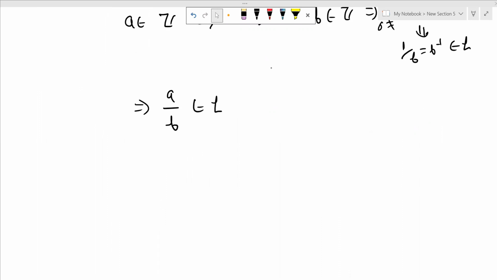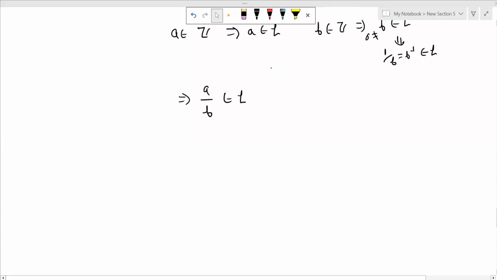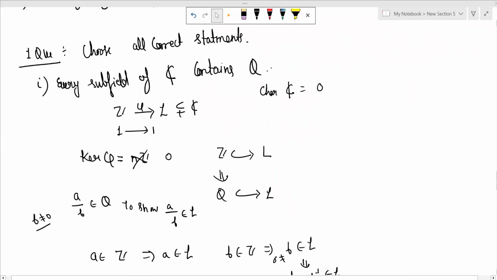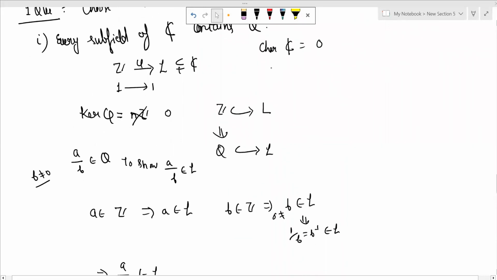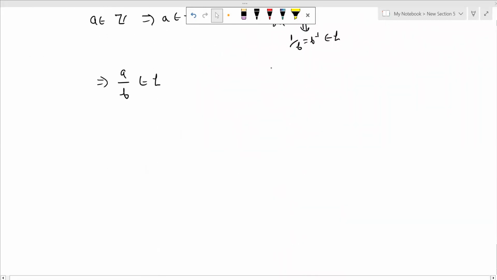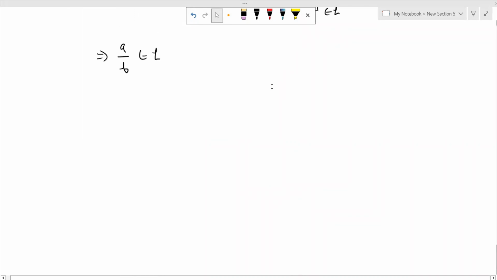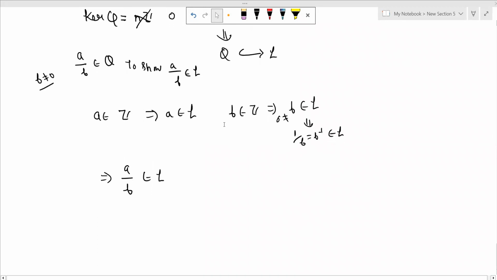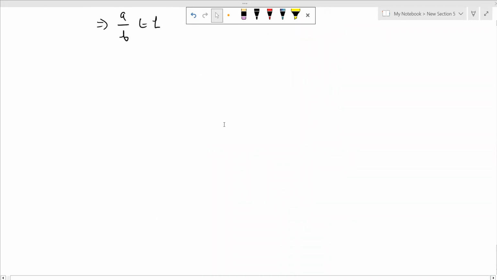Sir, here L is contained in Q. No, Q is contained in L, I proved. Okay, sir. So, sir, the element a/b we have, initially it belongs to which, L or Q? a/b is in Q. I proved that a/b is also in L. Okay, sir. So Q is contained in L.